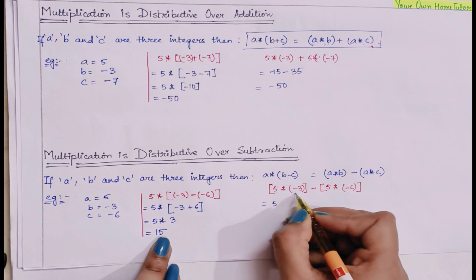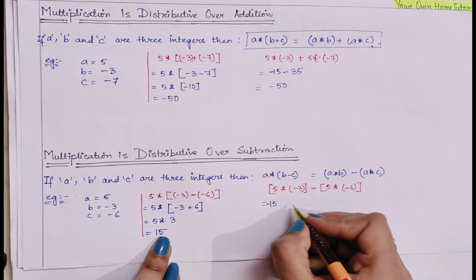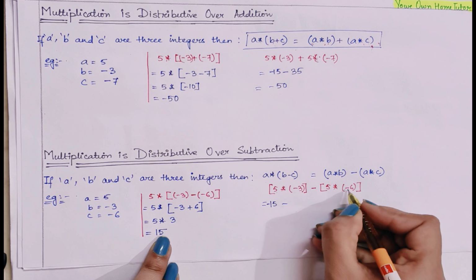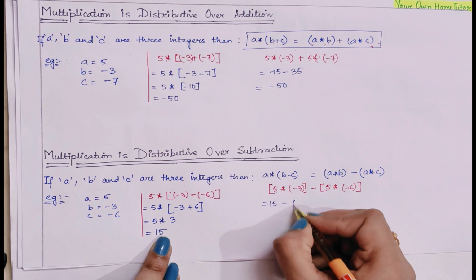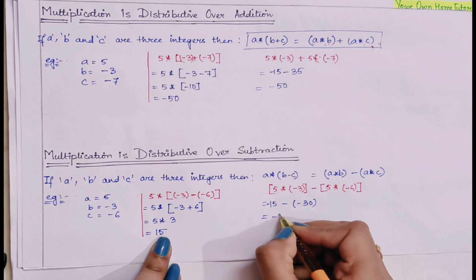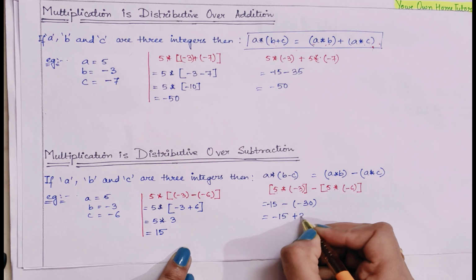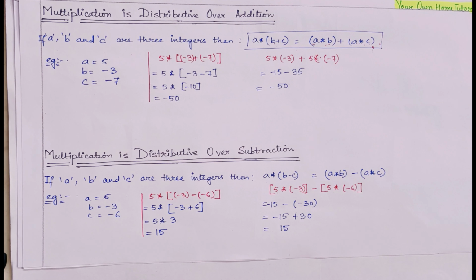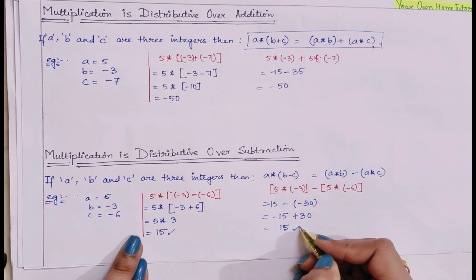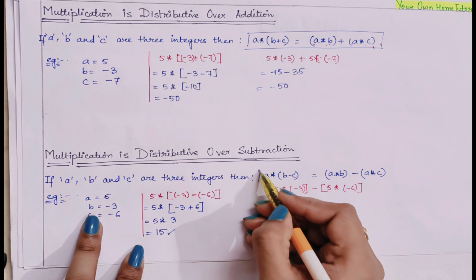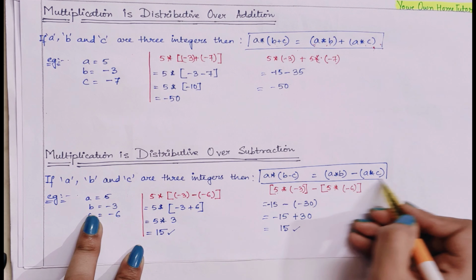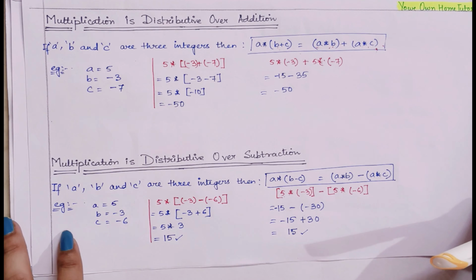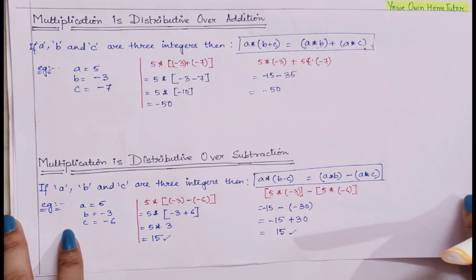So if you see here, 5 into minus 3 will give me minus 15, minus 5 into minus 6, which is 6 5s are 30 and minus minus will give me plus 30. So now I have minus 15 plus 30. So I have 15. Here also I obtained 15, here also 15. So this property is holding for subtraction as well. So now we have covered the distributive property of multiplication over addition and subtraction.